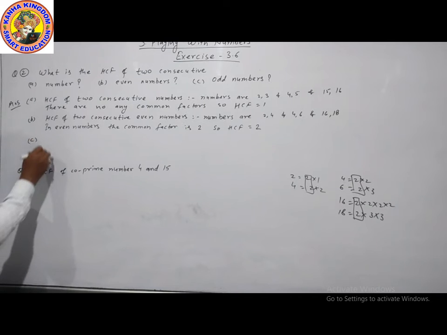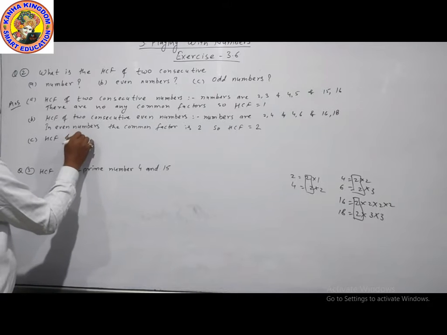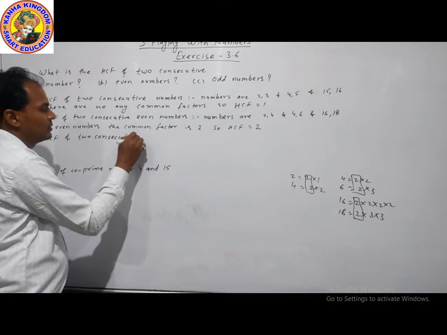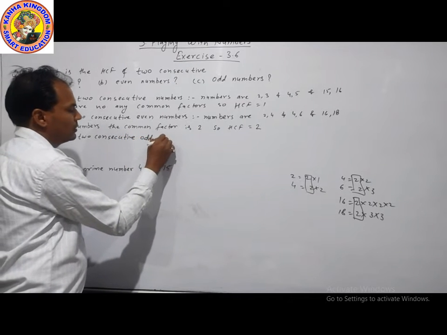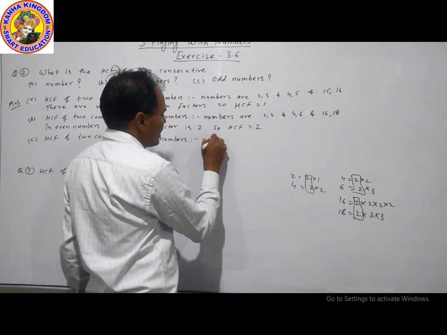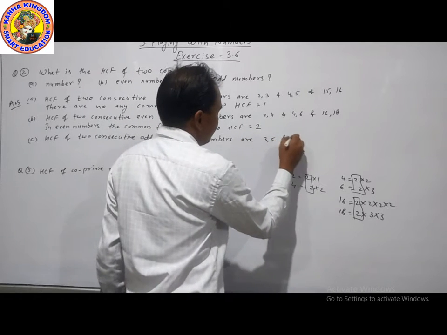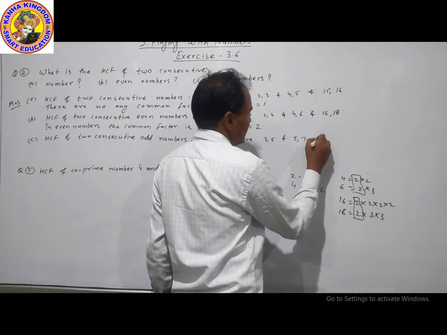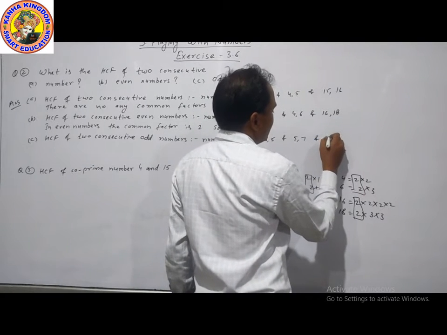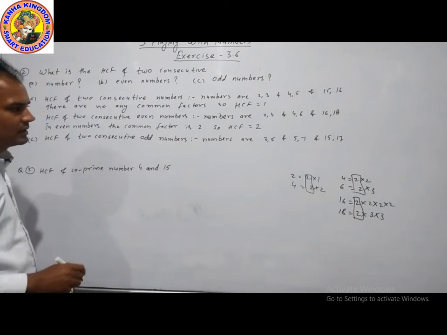Now taking part C, the HCF of two consecutive odd numbers. For example, the numbers are 3, 5; 5, 7; 15, 17. These are the numbers.